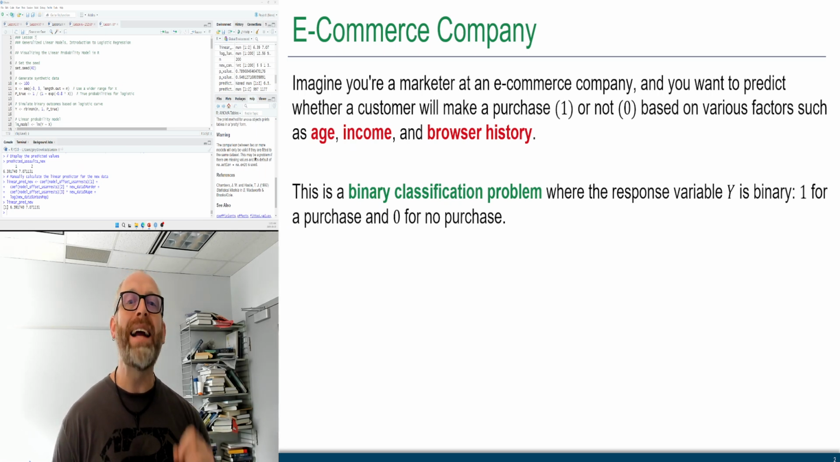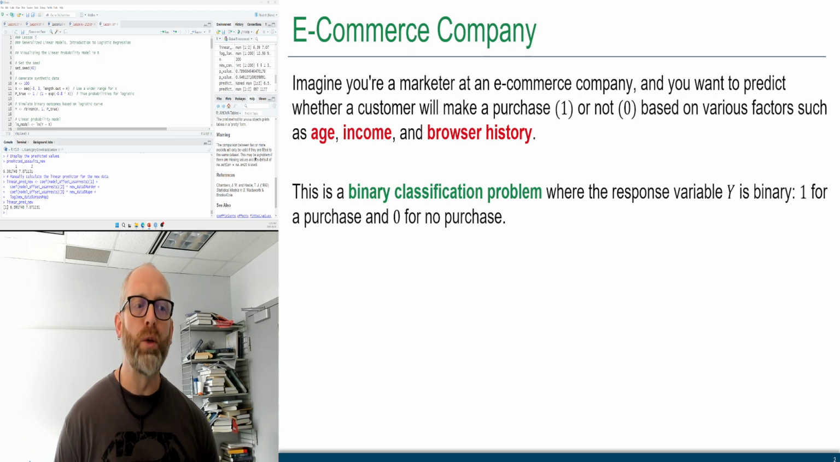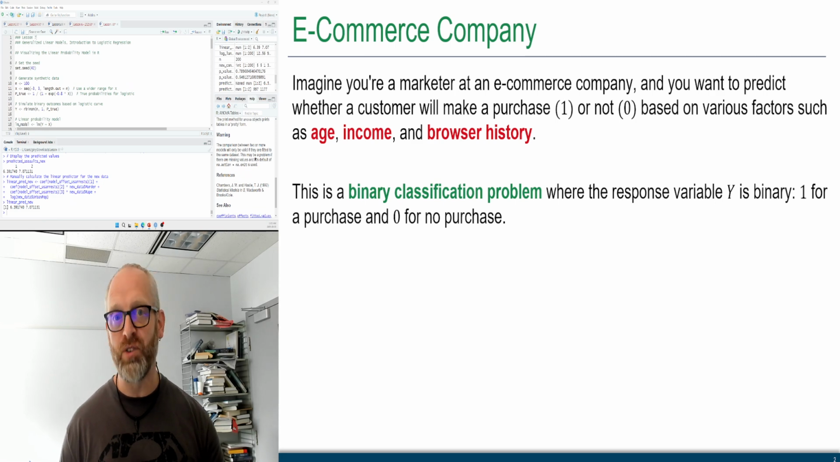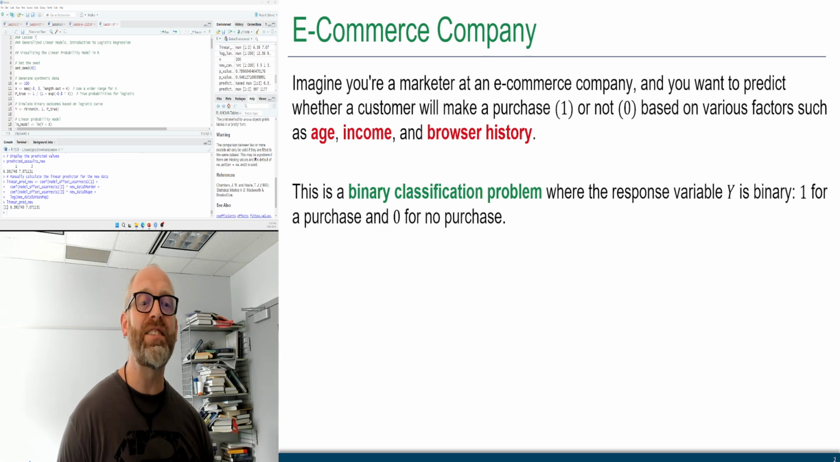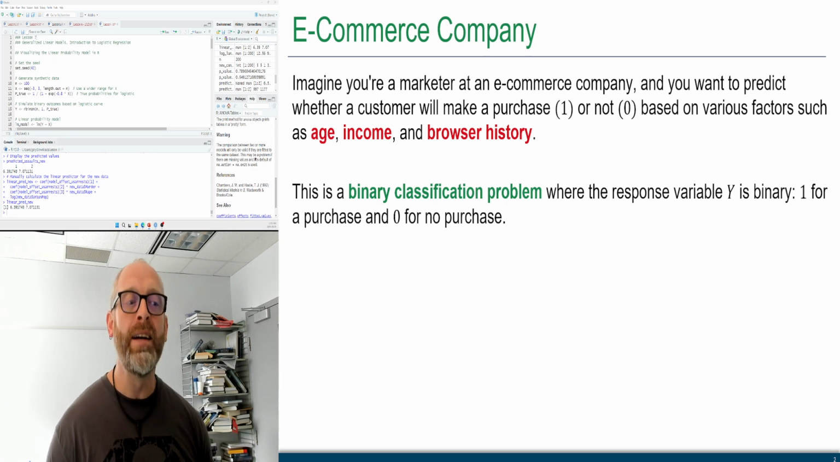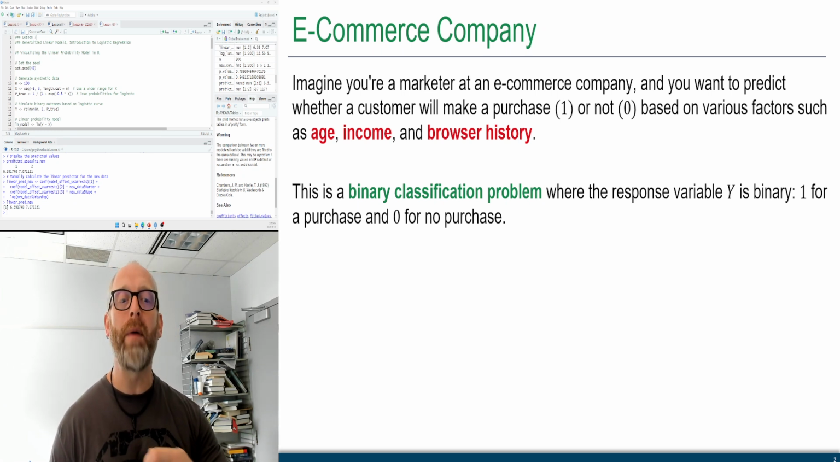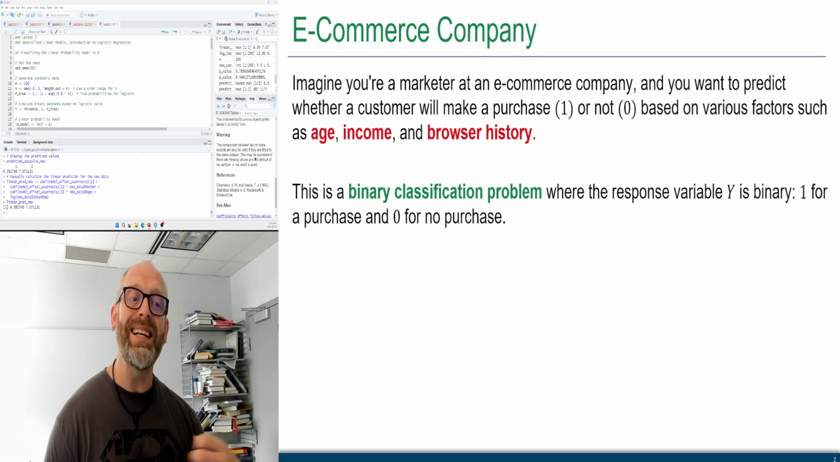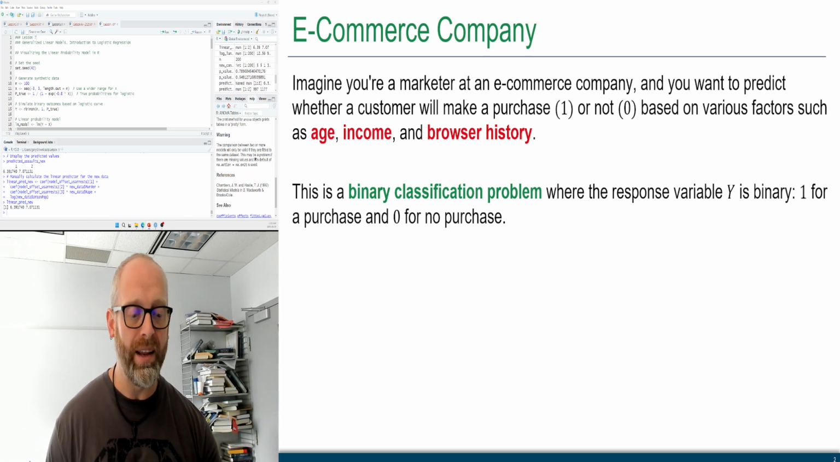So this is a binary classification problem where the response variable y is binary, so it can only accept two options: pass, fail, yes, no, 0, 1, that is it. We're assigning a success or a pass as a 1, which in this case would represent a purchase, and a 0 for no purchase or a failure.